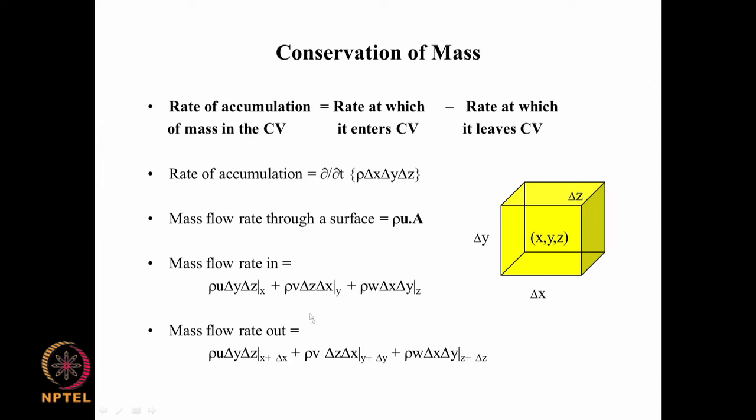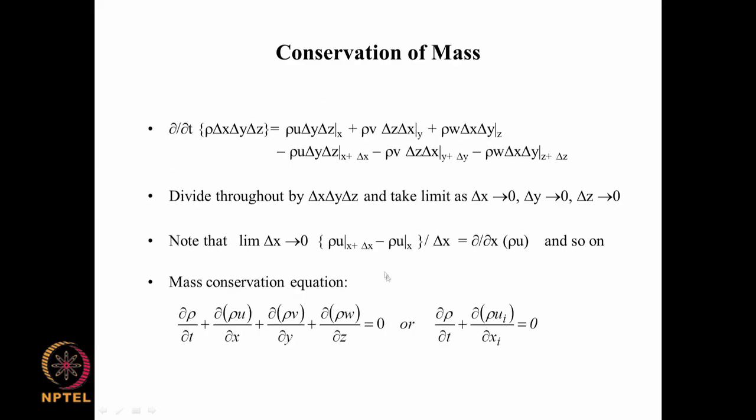Similarly, there can be accumulation because v at y and v at y plus delta y are different, or w at z and w at z plus delta z are different. So, this is the total mass flow rate going out and this is the total that is coming in, and you can write a mathematical expression: dou by dou t of rho delta x delta y delta z equals all that is coming in minus all that is going out.